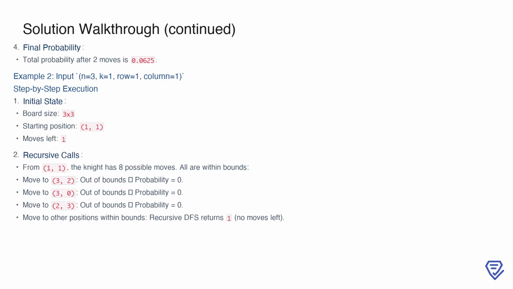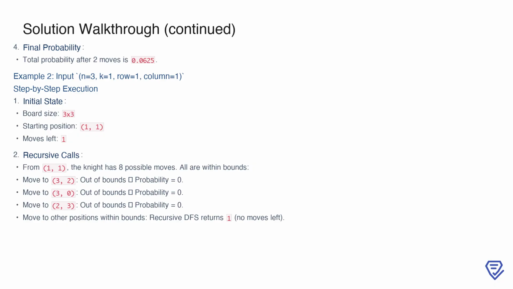Now, let's look at another example with input n equals 3, k equals 1, row equals 1, column equals 1. Here, the board remains 3x3, the knight starts in the center at (1, 1), and it has only one move. From this position, the knight has 8 possible moves, all of which are initially considered.